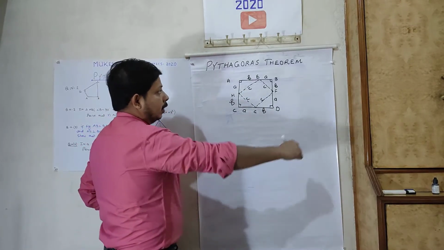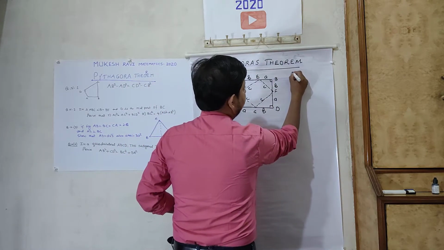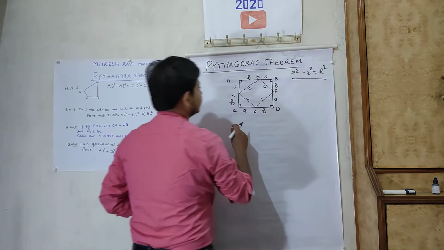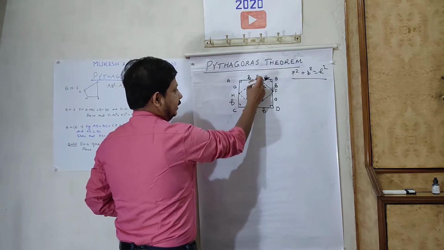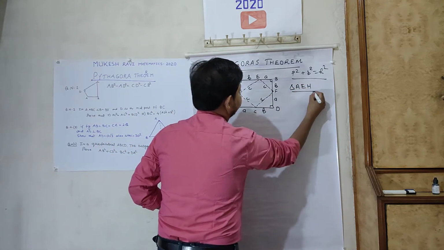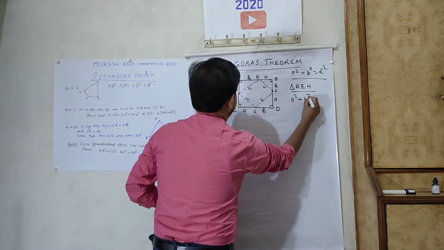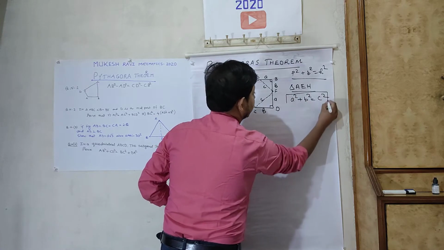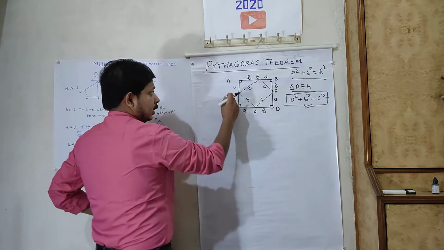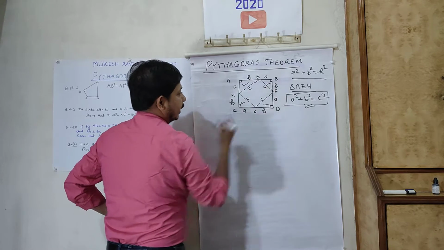So first of all, what is Pythagoras theorem? Pythagoras theorem is perpendicular square plus base square is equal to hypotenuse square. Now you check in this triangle AEH. This is a right angle triangle. So we can say A square plus B square is equal to C square. According to Pythagoras, we have to prove this line. Now check these triangles: 1 triangle, 2 triangle, 3 triangle, 4 triangle.